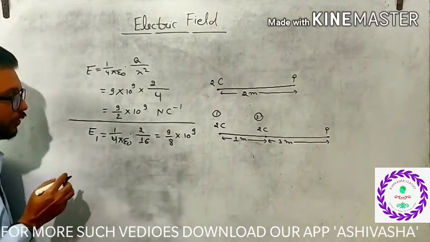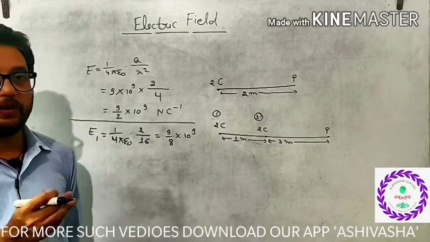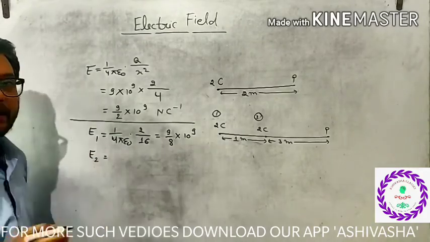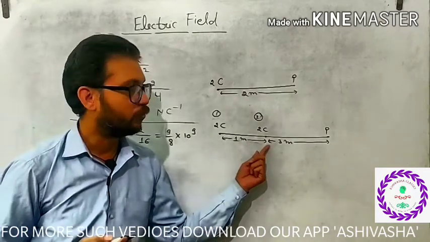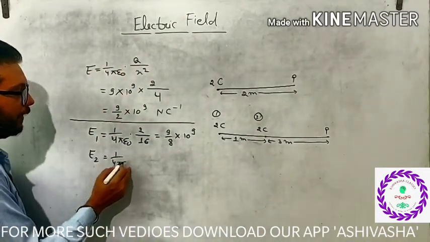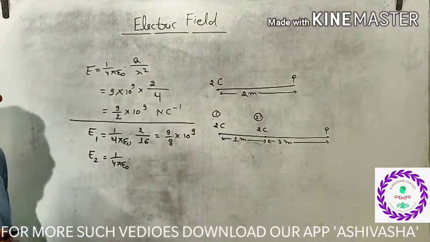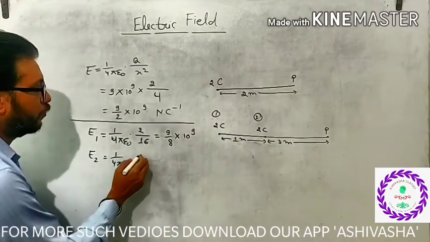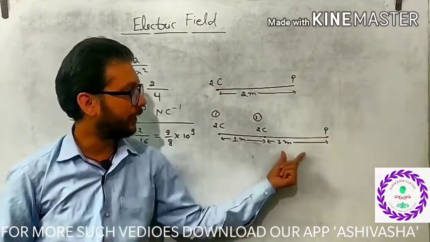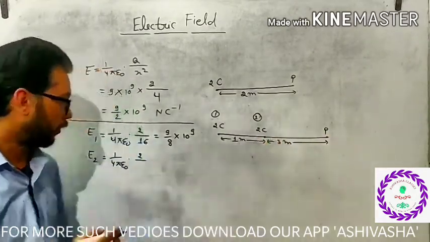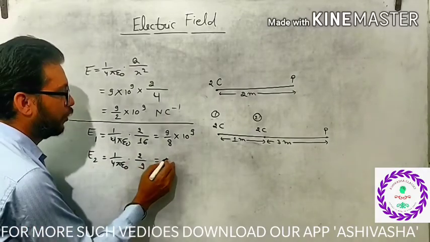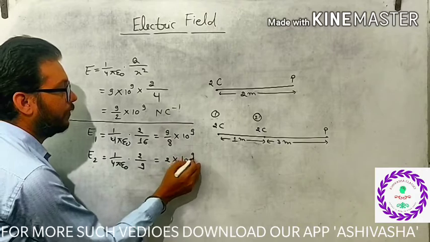Okay. So how will we find E2? What is E2? E2 is the electric field due to charge 2. So once again 1 upon 4 pi epsilon naught, and what is Q? Q is again 2, but now the distance from charge to point is 3. So the square of this is 9. So we simply have 2 into 10 to power 9.